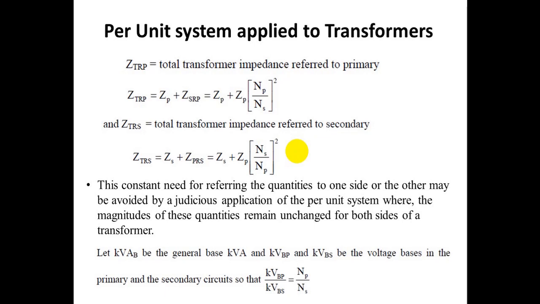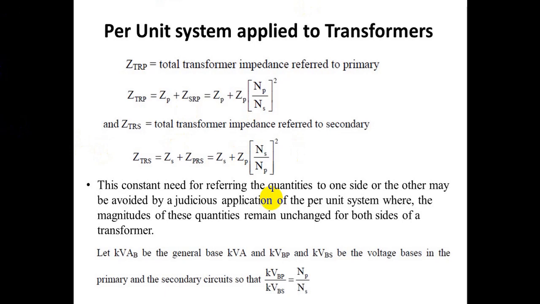This constant need for referring the quantities to one side or the other may be avoided by a judicious application of the per unit system, where the magnitude of these quantities remains unchanged for both sides of the transformer. Yes, it's true, this is another very big application or advantage of the per unit system, that this conversion process that we are following by referring to primary, referring to secondary, can be ignored.